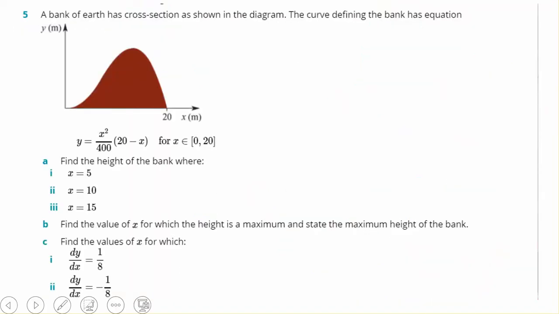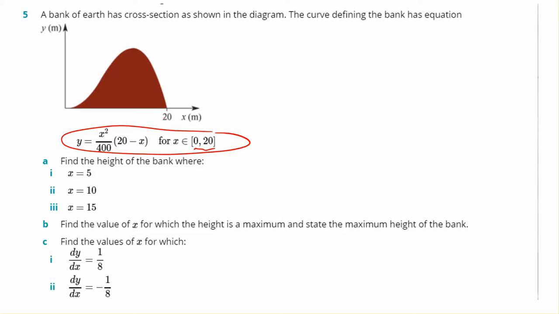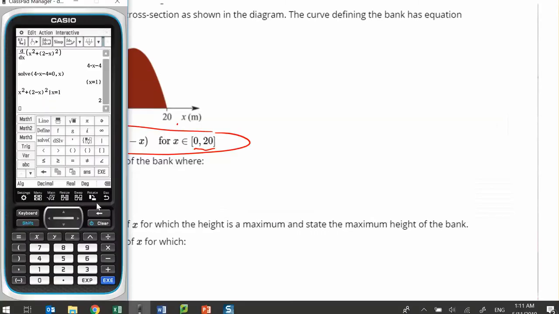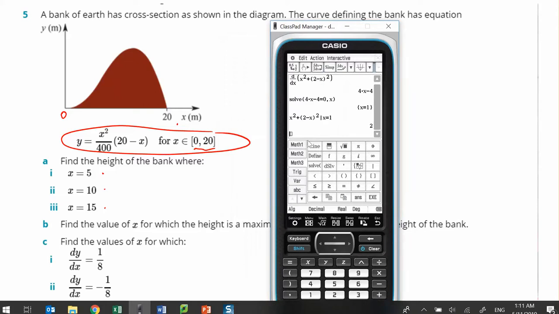Now for question 5, we've got a diagram of a cross-section shown, and the curve is defined here. As you can see, the domain is 0 to 20, so you're starting at 0 and ending at 20. Find the height of the bank when x equals 5, 10, 15. That's pretty straightforward. You just type in the equation on your calculator: x squared divided by 400 multiplied by 20 minus x, and I want to sub in 5, 10, and 15.